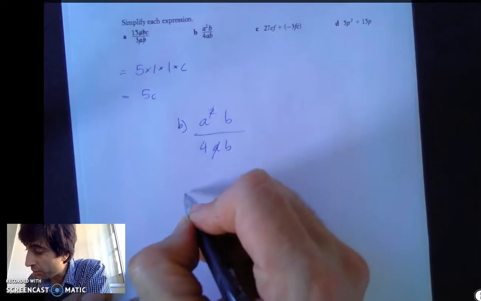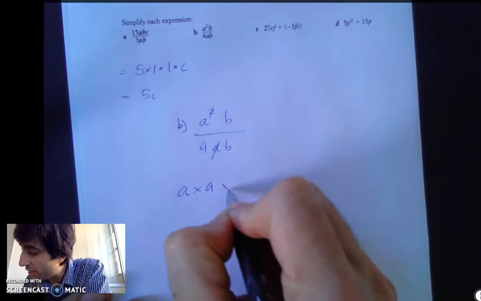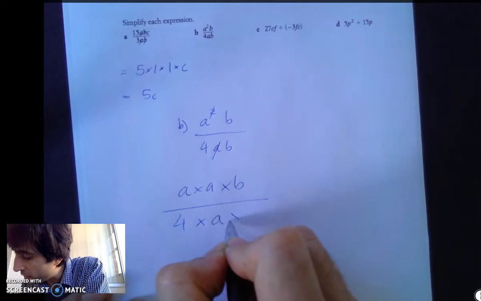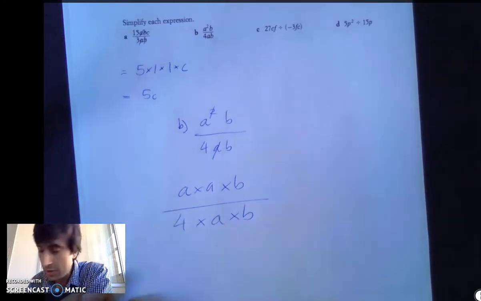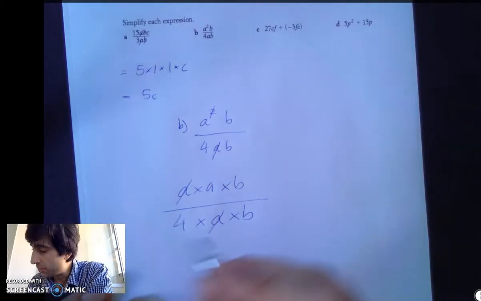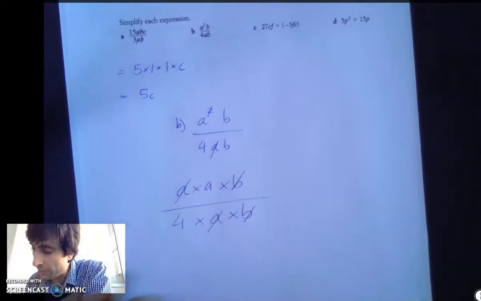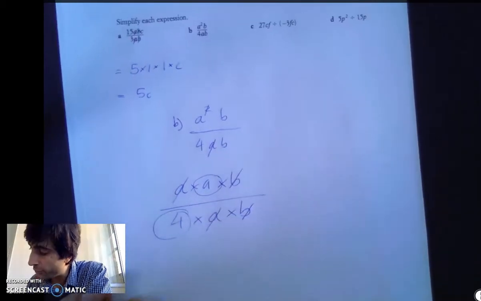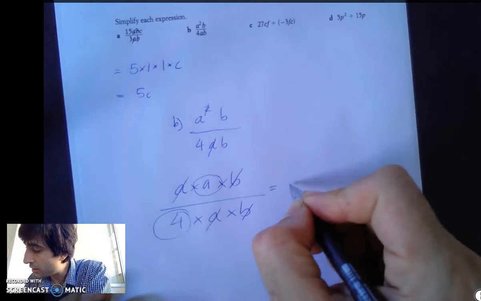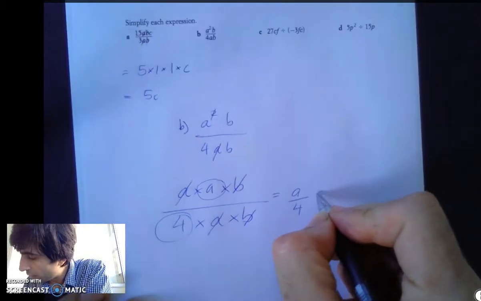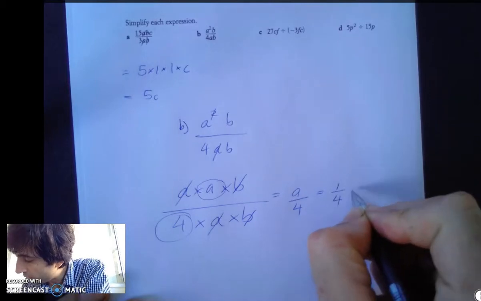Now I'll show you what I mean by that, because this is just A times B over 4 times A times B. Now when we see it this way, I take 1 from the bottom, 1 from the top. The B, I take 1 from the bottom, 1 from the top. And what have we got left? We've got 1 A left, and we've got 4. And so our answer here is A on 4, or 1/4 A.